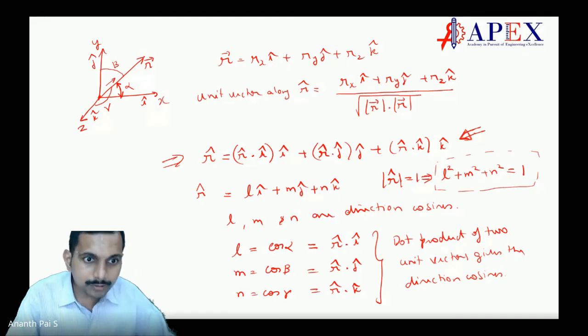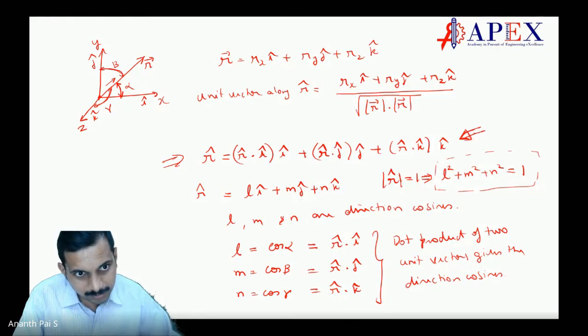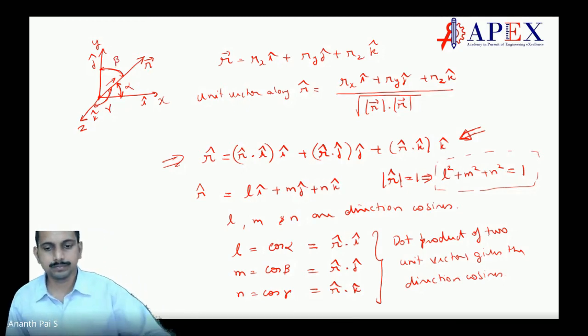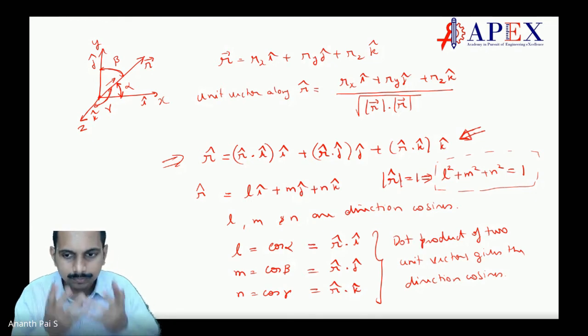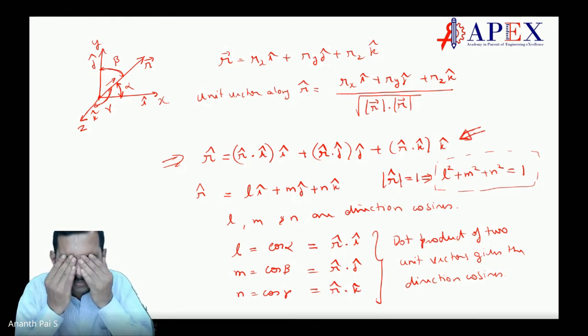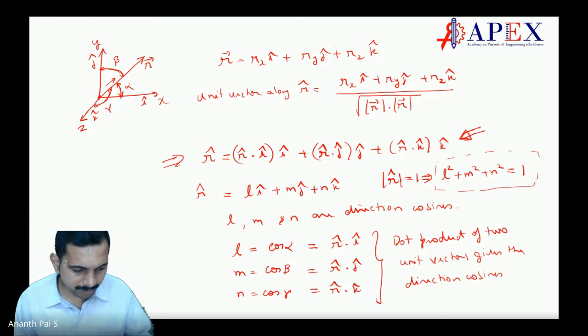So in the diagram, that alpha is from X to R vector. Gamma is from Z to R vector. It's in 3 dimensions. Beta is with respect to R to Y. Good. All those things will be clear in a moment.